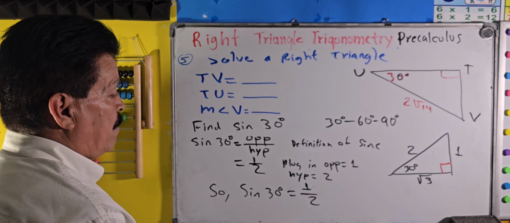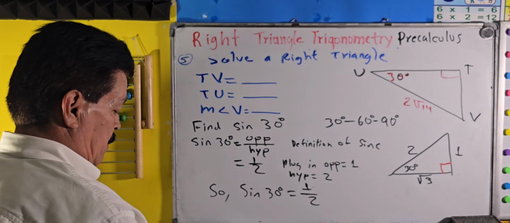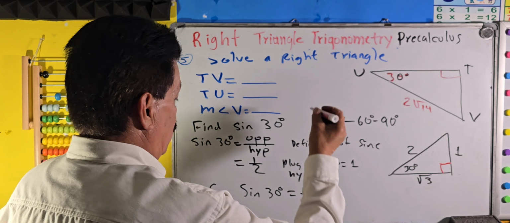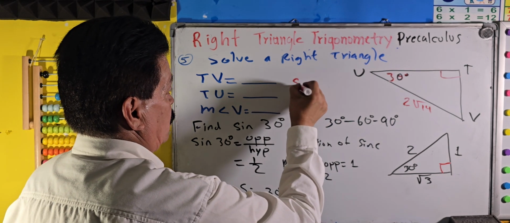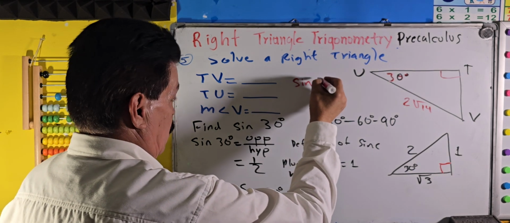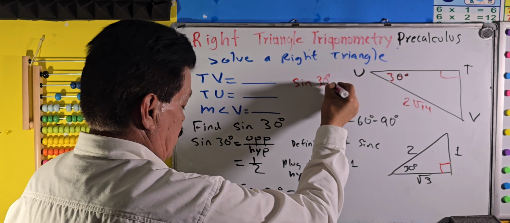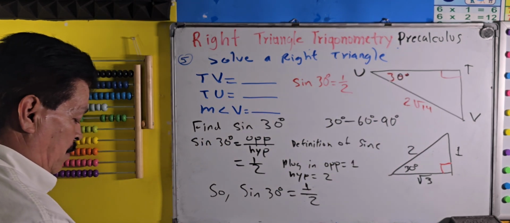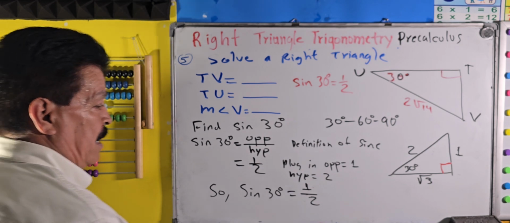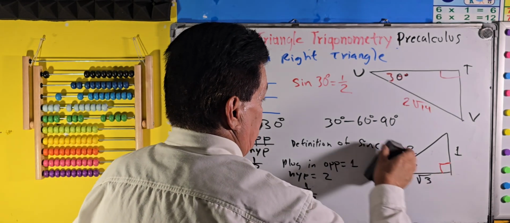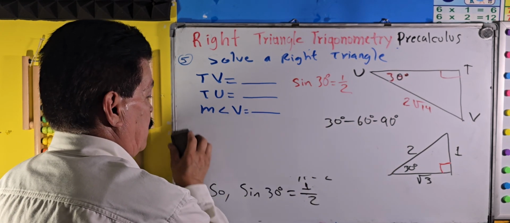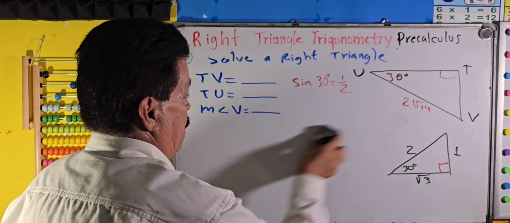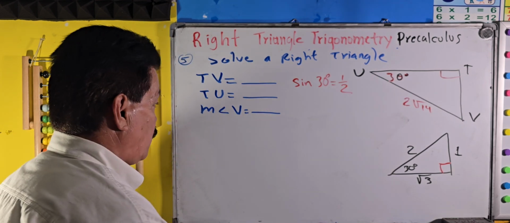So we have this conclusion here. I will write right here, sine of 30 degrees equals 1/2. That's very important. So now let me erase all this information here. We don't need it. Now let's go one more step.